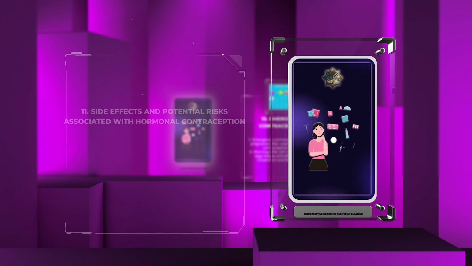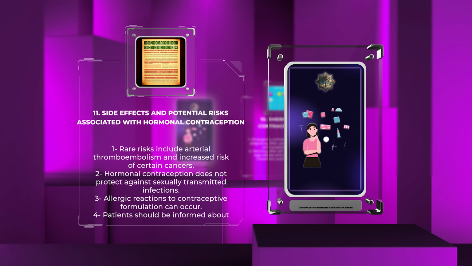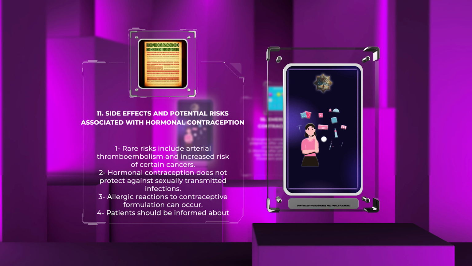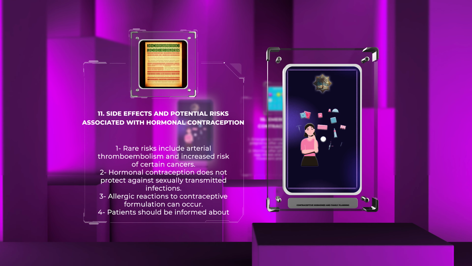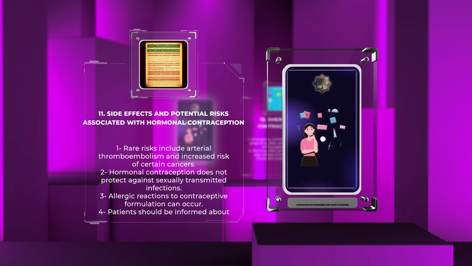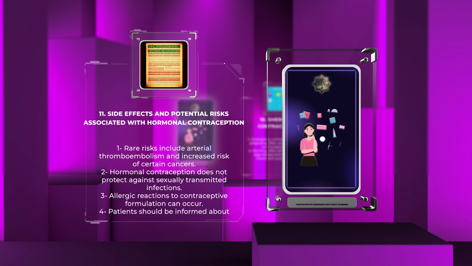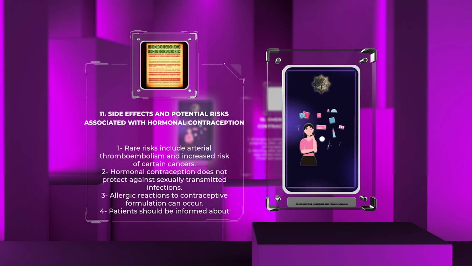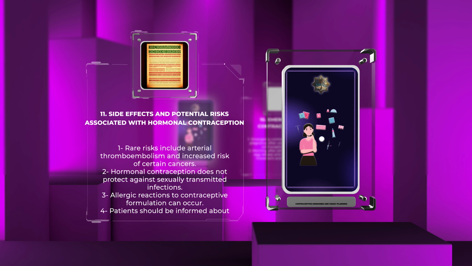More serious but rare risks include arterial thromboembolism, especially in women with other risk factors such as smoking or hypertension. There is also a small increased risk of certain types of cancer, such as breast and cervical cancer, although the overall risk remains low. It is important to note that hormonal contraception does not protect against sexually transmitted infections, STIs. Lastly, rare allergic reactions to components of the contraceptive formulation can occur. It is essential for healthcare providers to inform patients about these potential risks and side effects before initiating hormonal contraception.